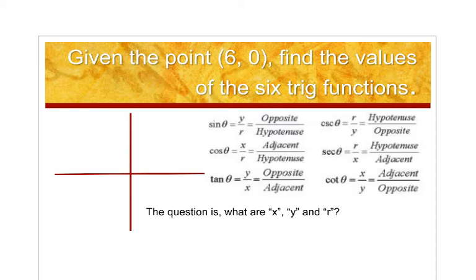So in this particular example, I want to give you the point 6, 0, and I want you to tell me the values of the 6 trig functions. So 6, 0 will place us somewhere around here. And the idea is there is some circle of a radius that would pass through this point. It's more of an ellipse than a circle, but you get the gist.